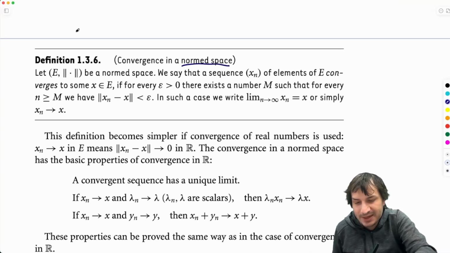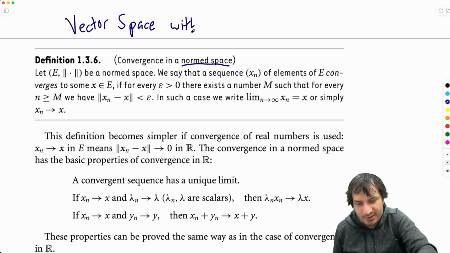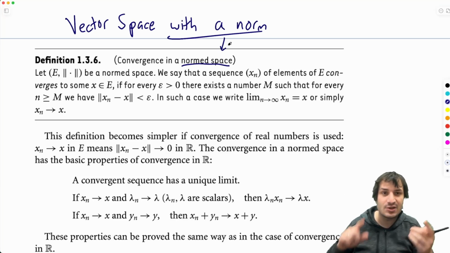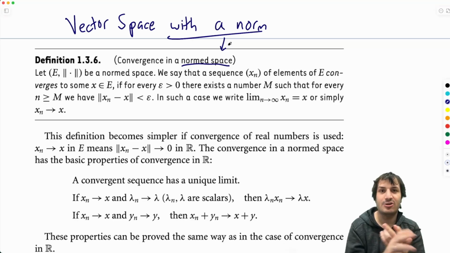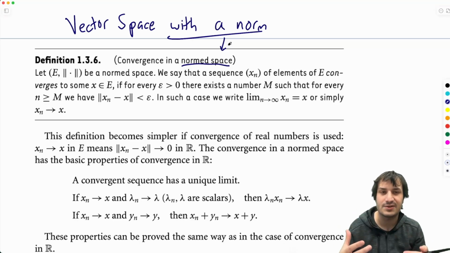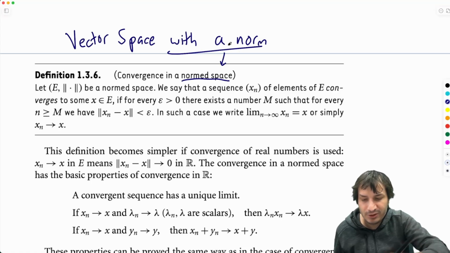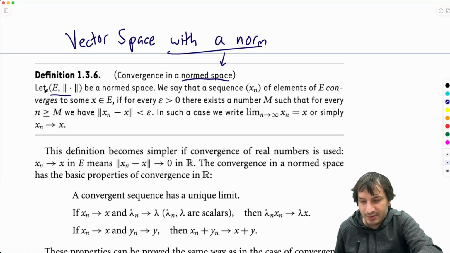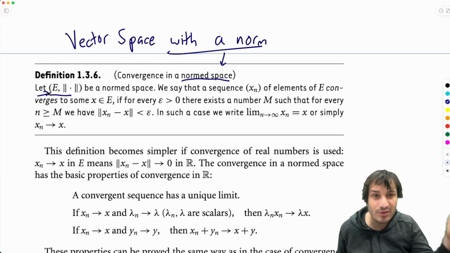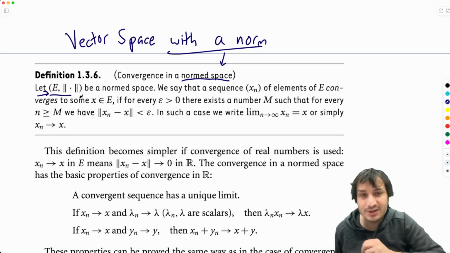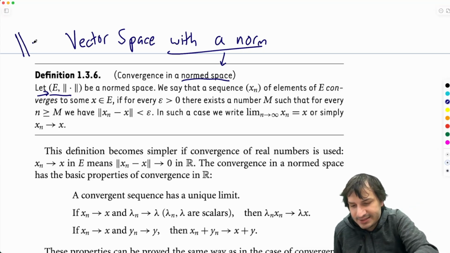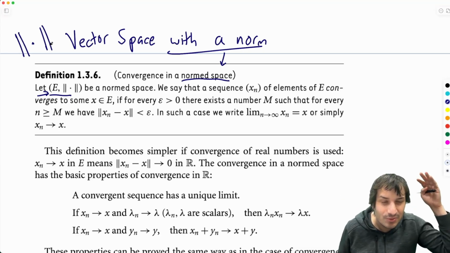So normed space stands for vector space with a norm. So it satisfies all the vector properties, all the axioms, plus it has a norm, and the norm satisfies all the norm properties. And the definition is exactly what I wrote before. So we have a normed space. The normed space consists of E, the set of all the vectors, and this norm function, which they write here. They write 2 lines and a dot to mean it's the norm.